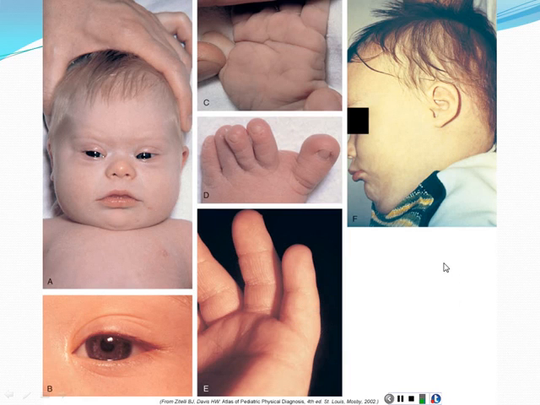Now remember, no two babies with Down syndrome are exactly alike. So some will have some of these, but not all of these. So if it's starting to look to you like it might be a Down syndrome baby, it's time to do a karyotype to be sure. But the face is classic. You know, you see one infant with this, you can spot them every time. All right.